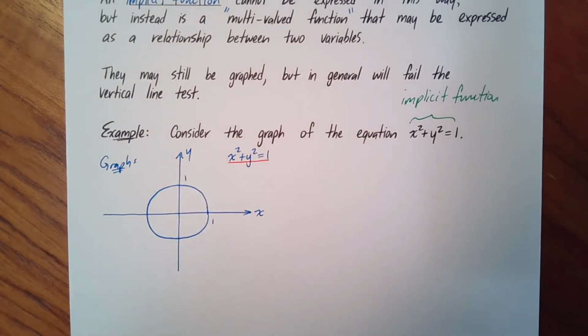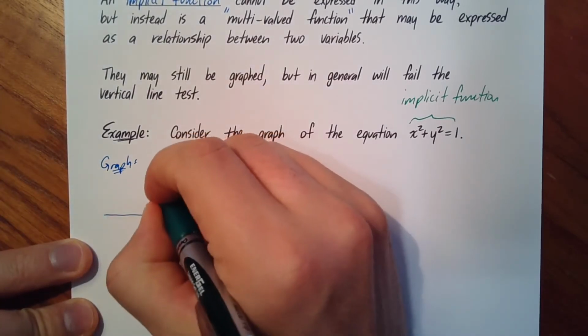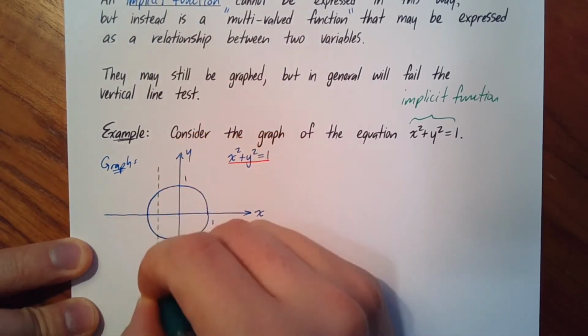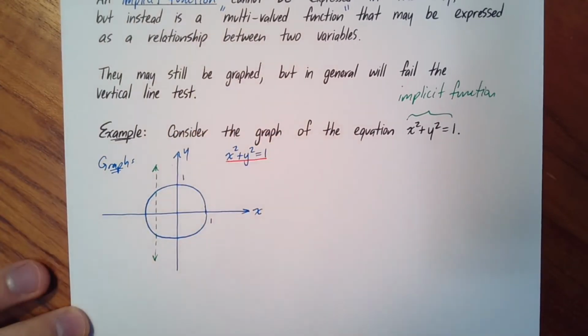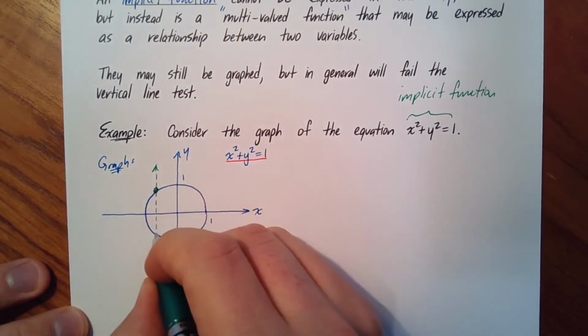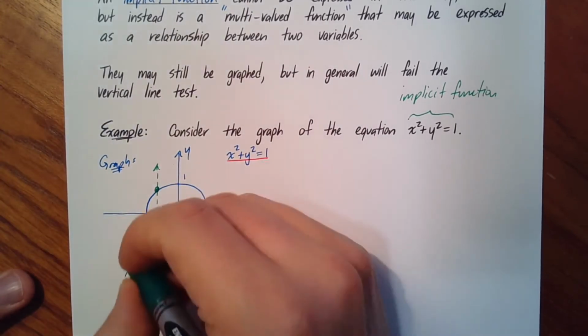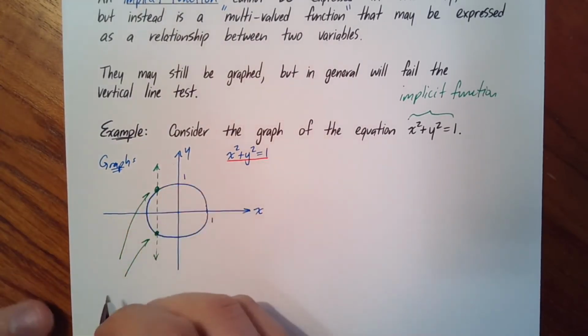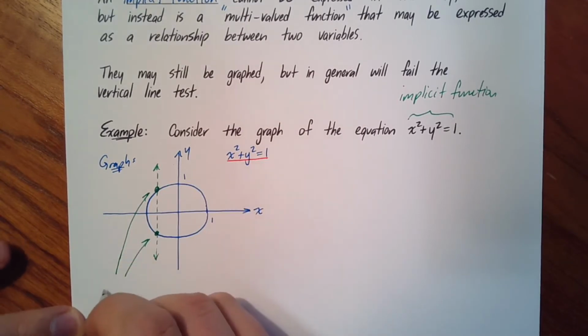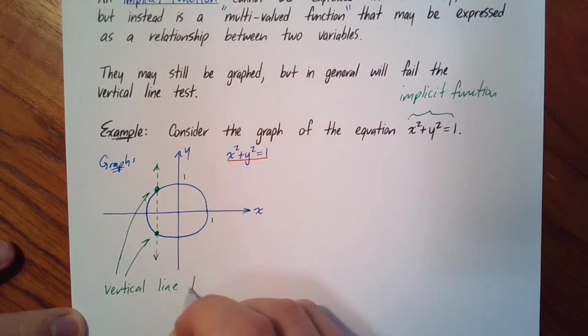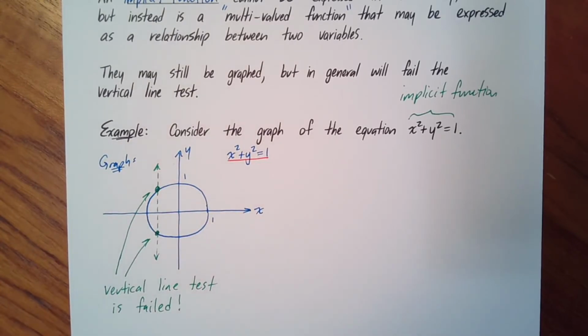All right, so what do I mean by failing the vertical line test? Well, exactly what you'd think, right? If you draw a vertical line right here, you can see that it intersects the curve at 2 points, here and here. So because of that reason, this graph fails the vertical line test. So the vertical line test is failed, and this is not an explicit function.